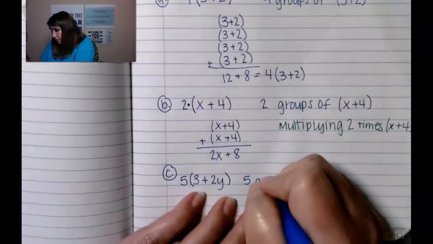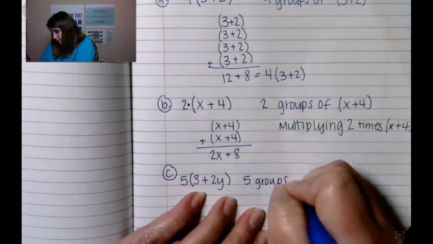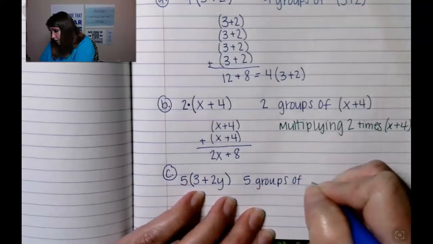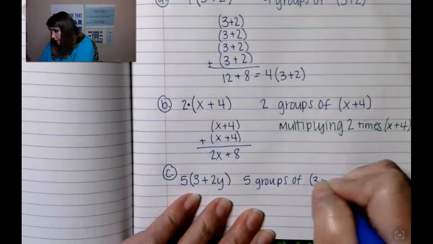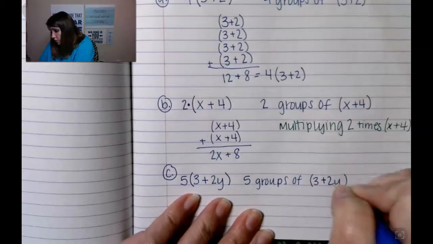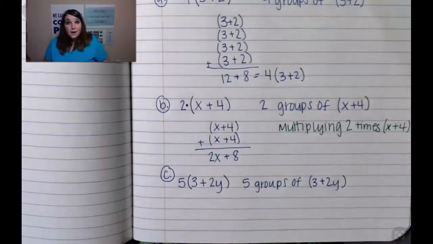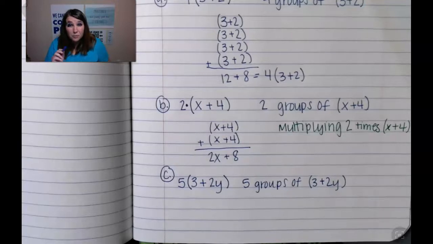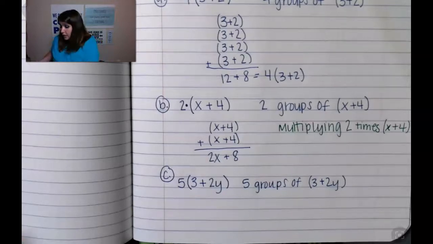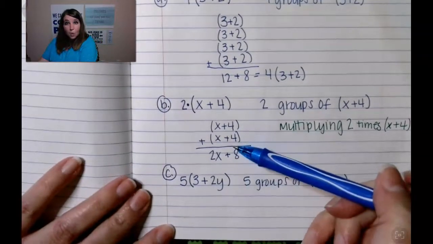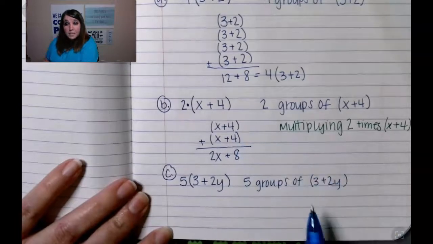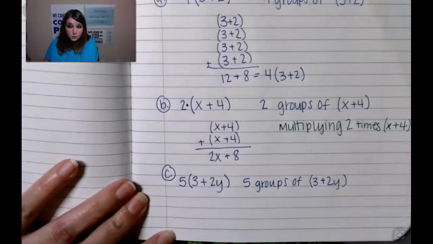5 groups of 3 plus 2y. Now, I have to write 3 plus 2y 5 different times, and then I have to combine like terms. So I can write it like this, or I can do it with like terms.